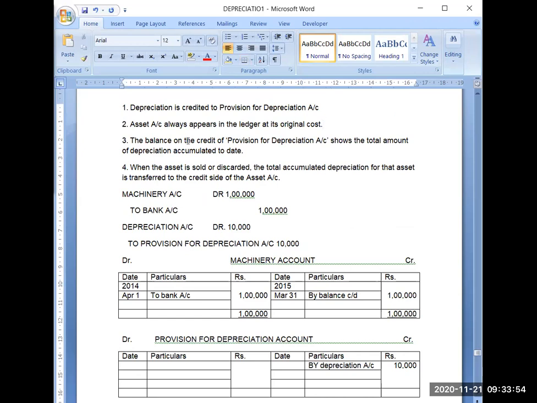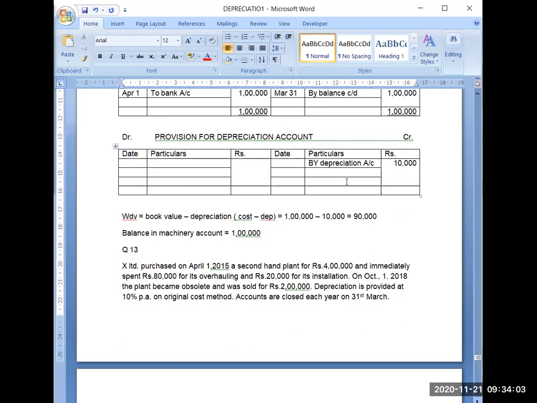Then the third point: the balance on the credit of provision for depreciation account shows the total amount of depreciation accumulated to date. Now suppose we also calculate the balance of this account: to balance carried down, and the balance will be 10,000 because the total is also 10,000. Here I am writing the totals. Then again I will write here the opening balance: by balance brought down 10,000.